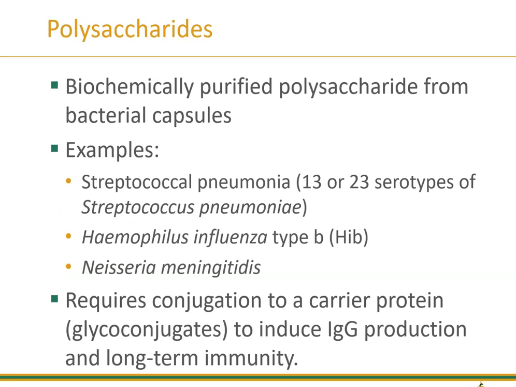The polysaccharides are purified polysaccharides, usually from bacterial capsules, and examples that we use are Streptococcus pneumoniae, H. flu, and Neisseria meningitidis. But a lot of those will require a carrier protein, because the polysaccharide is more of a hapten, and it needs a bigger amount so that we induce IgG production and give long-term immunity.